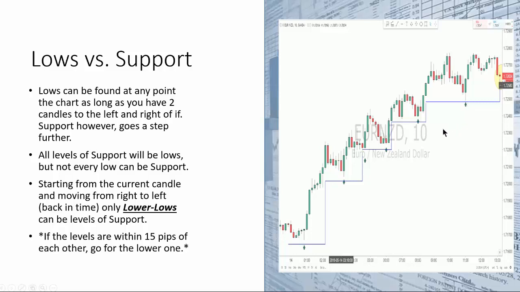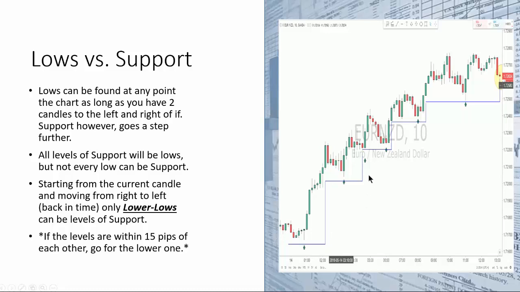And you're going to continue to look for lower lows. Only lower lows can be considered levels of support. If it's a low with two to the left, two to the right, that is not lower than the last low, then you can't consider it to be a level of support. So it's got to be lower lows and lower lows.